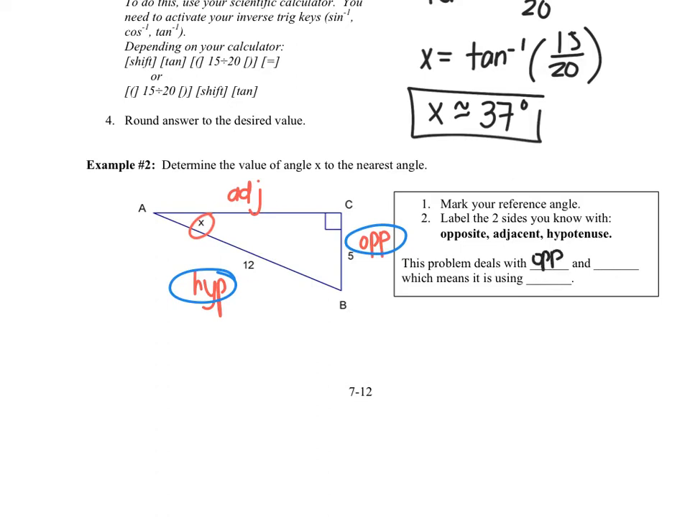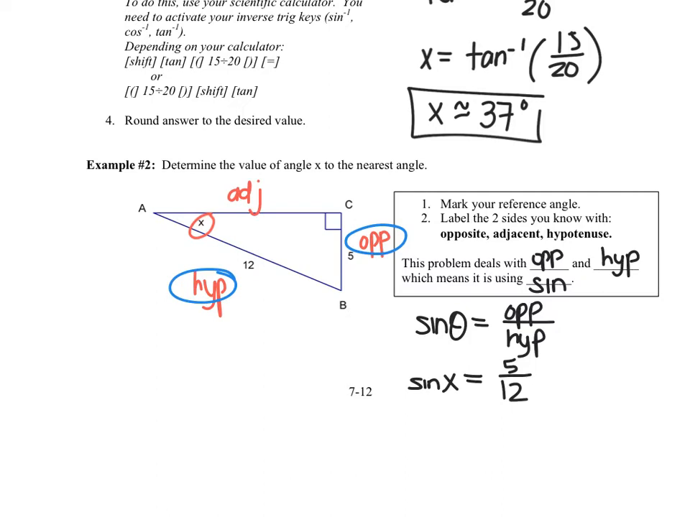And opposite and hypotenuse, OH, that's going to be part of SO. So we're going to use sine. So sine theta equals opposite over hypotenuse. And now I'm going to replace. So sine x equals 5 over 12.